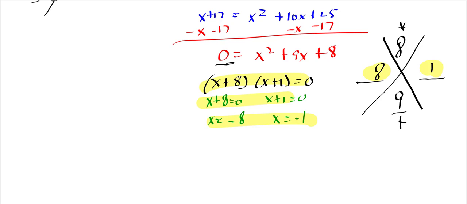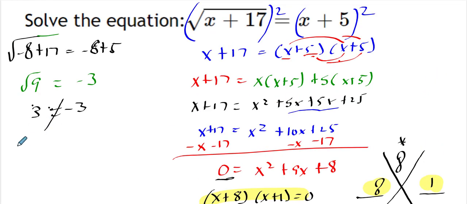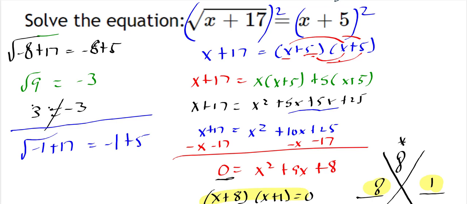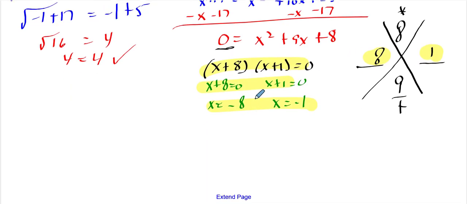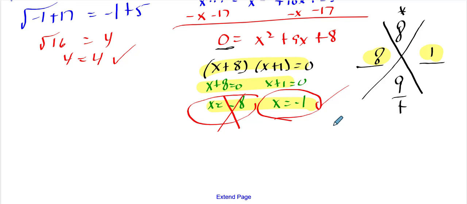Now, let's go try -1. So square root of -1 plus 17 equals -1 plus 5. Okay, so we got square root of 16 equals to 4. 4 equals 4. Yep. So in this problem, this one, -8, was the extraneous root. We solved for it, but it didn't satisfy the equation. So that's a big no-no. And then this one is good. X is -1 is my only solution for this particular problem.